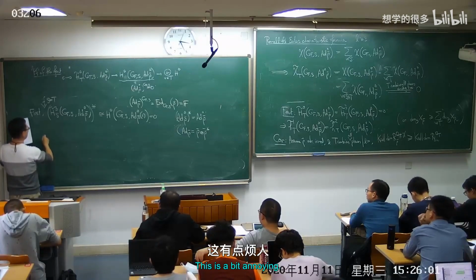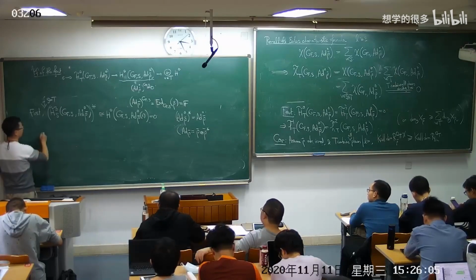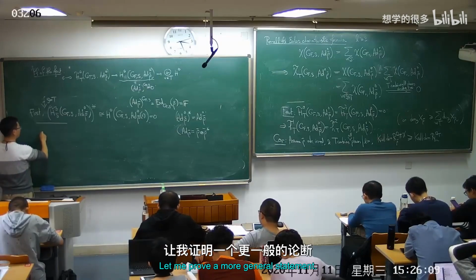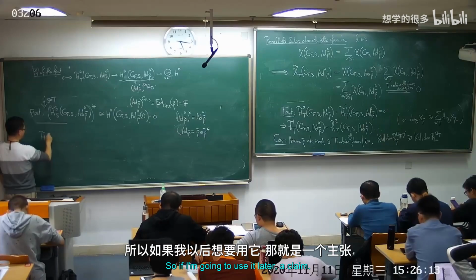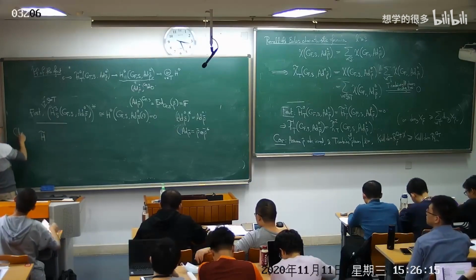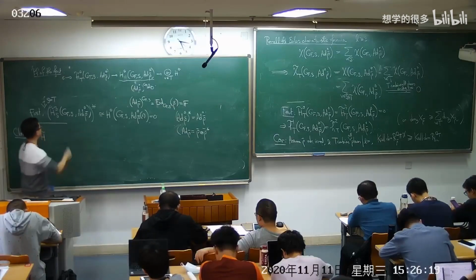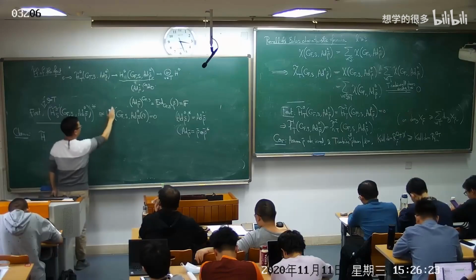I don't know. This is a bit annoying. Let me try to prove this way. Let me prove a more general statement, since I'm going to use it later, a claim. So I have this type of duality. This sort of works for minus I and I, basically, right?